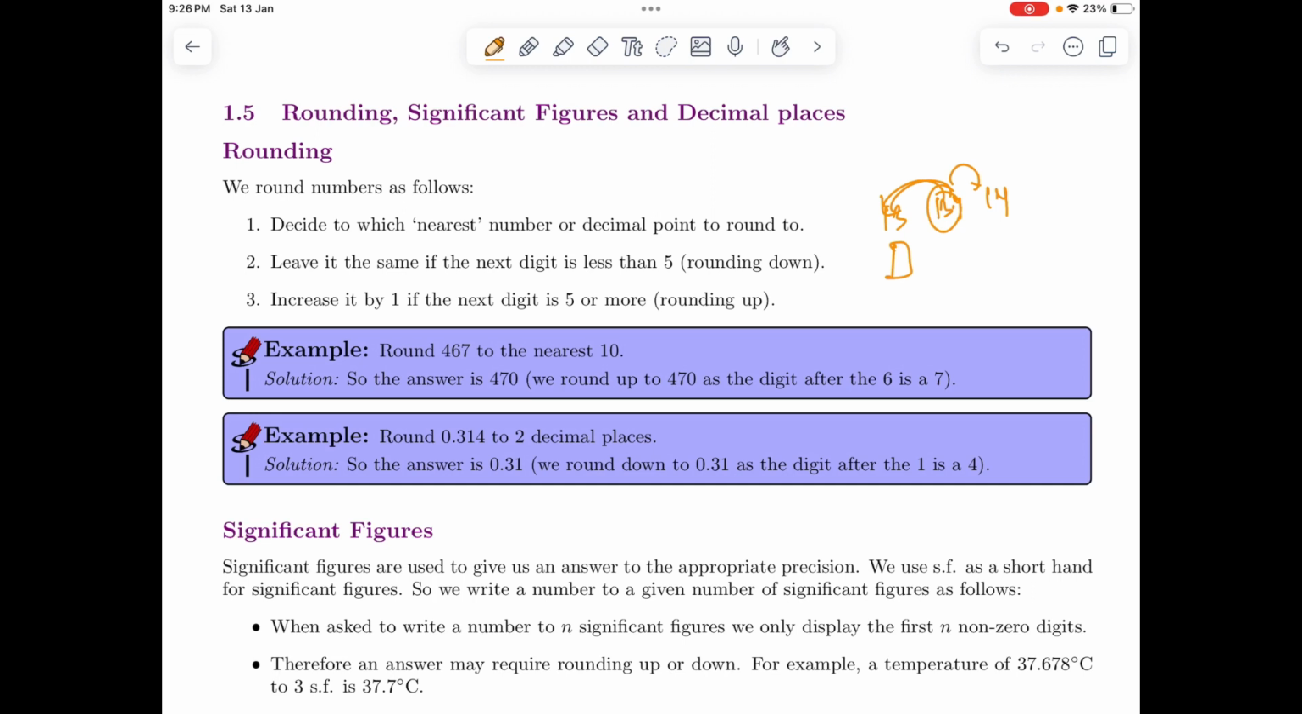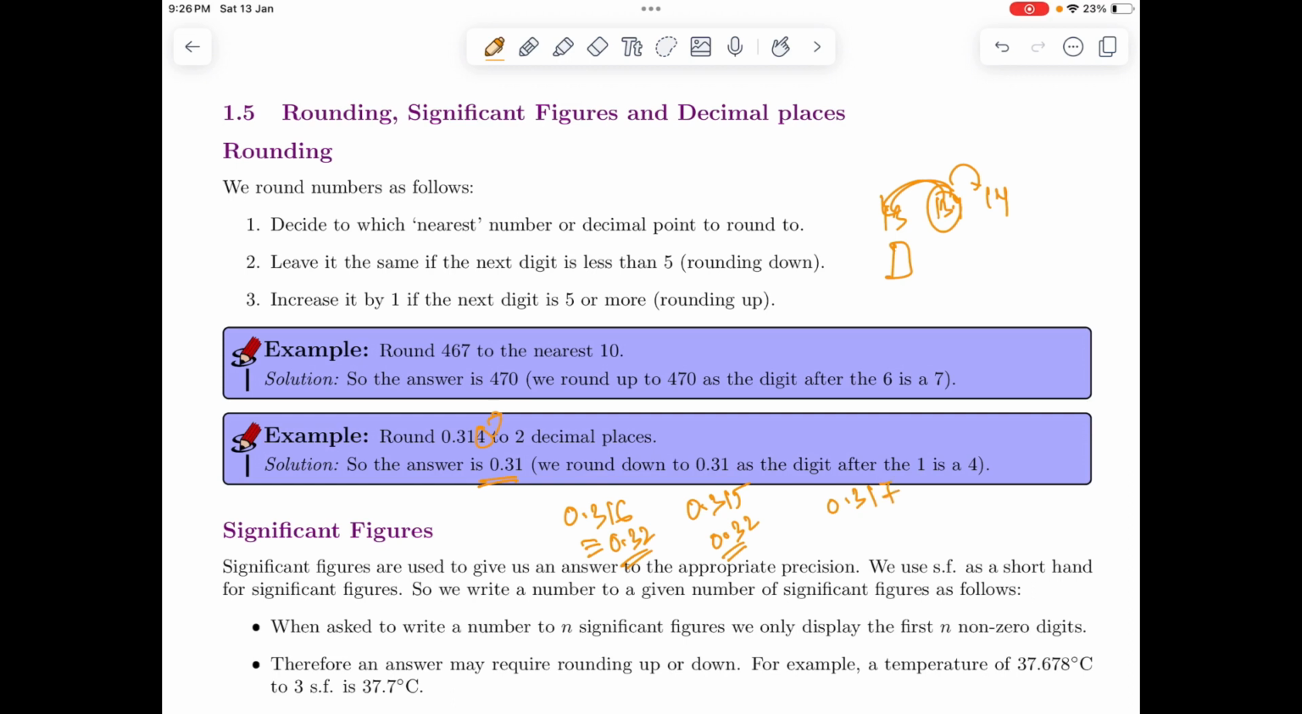So the second example is 0.314, which is not exactly pi, but is following a pi trend. Anyway, to 2 decimal places, how will you round? You see, clearly this digit is 4, which is less than 5. So we'll make it 0.31. If it were 0.316 or 0.315, we'll make it approximately 0.32.